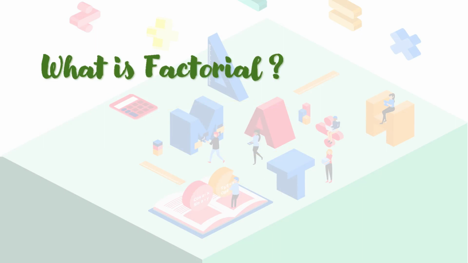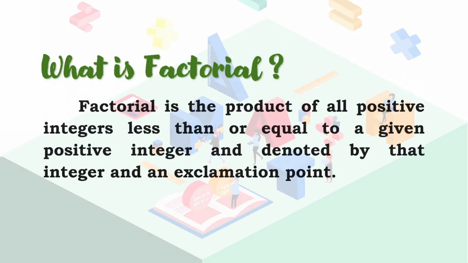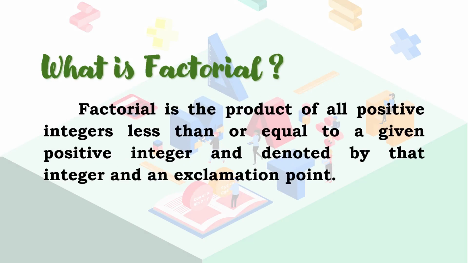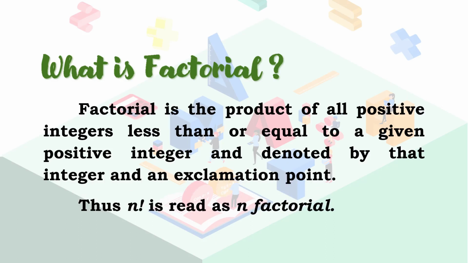What is factorial? Factorial is the product of all positive integers less than or equal to a given positive integer, and denoted by that integer and an exclamation point. Thus, n followed by an exclamation point is read as n factorial.